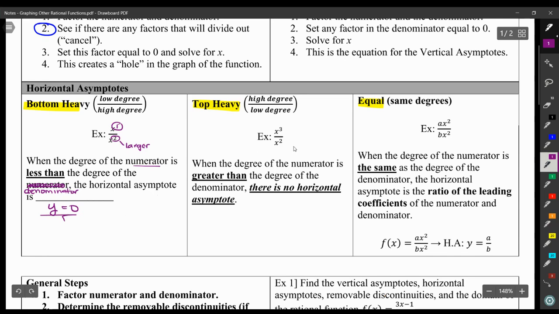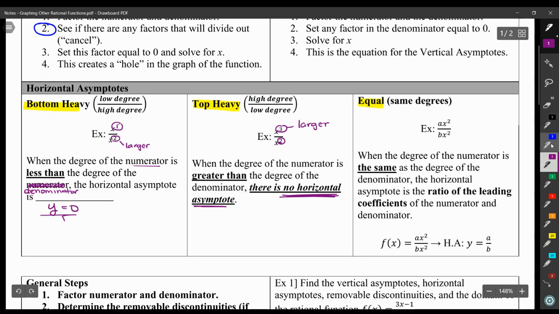You also can have the reverse. If you have a top heavy rational function, so the degree of the numerator is higher than the degree of the denominator. So in this case, this number is larger. That means there is no horizontal asymptote. So top heavies don't have a horizontal boundary.